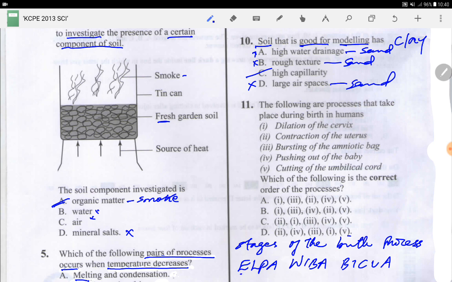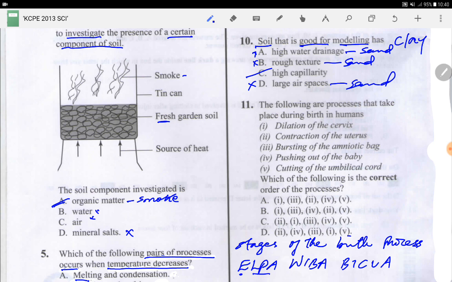E stands for engagement. So during the birth process, the head of the baby turns in such a way that it faces down. The head is actually above the cervix. So that position of the head during birth is what we call engagement. Then LPA stands for labor pain. What causes the labor pain? Labor pain is caused by contraction of the uterus. Only contraction. There's no expansion as far as the labor pain is concerned.